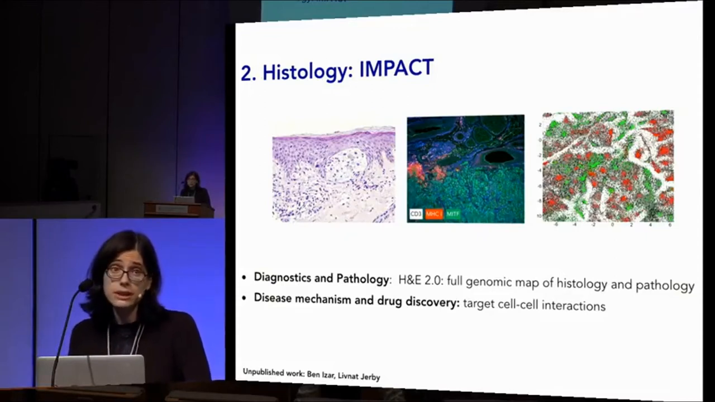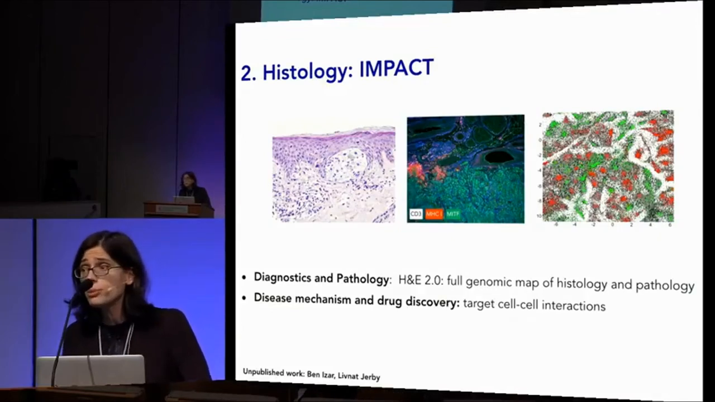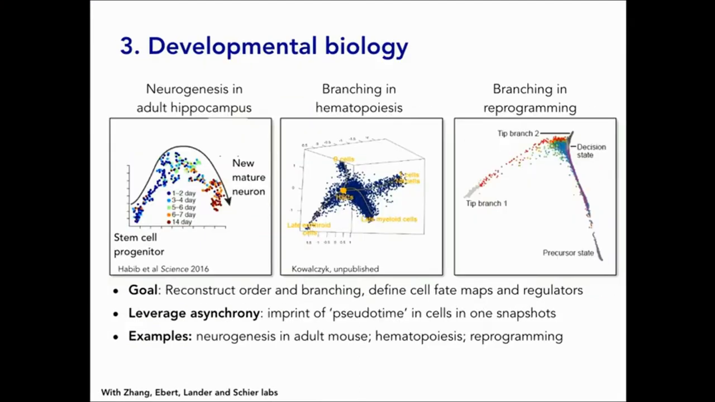And in the context of disease mechanism and drug discovery, the enormous progress that was made, for example, in immunotherapy shows how important it is to understand the identity of cells, not just in the context of who they are, but also in the context of who their neighbors are and how they talk to them. Now, cells are not static entities. They're dynamic and they have histories. And in particular, they have a developmental history.